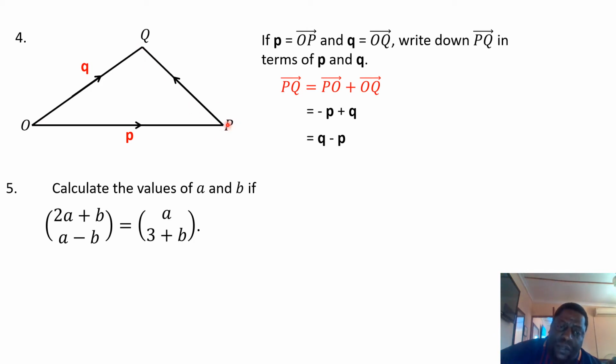Okay, so you start at P, you have to end at Q, but they have to go from P to O plus O to Q. A lot of other students tend to make mistakes before they write in terms of the letters in which the particular vectors are given.